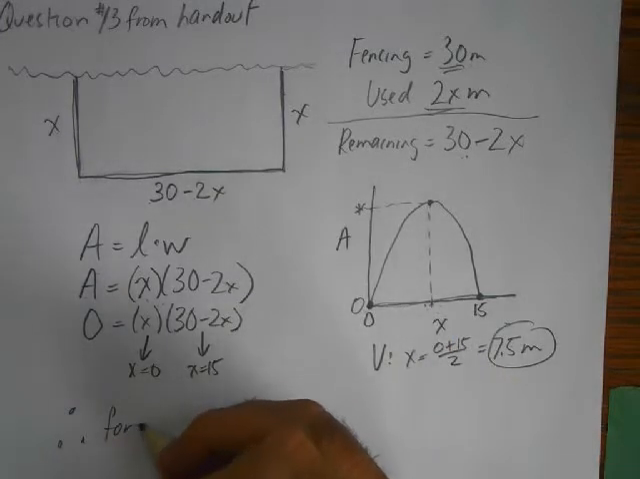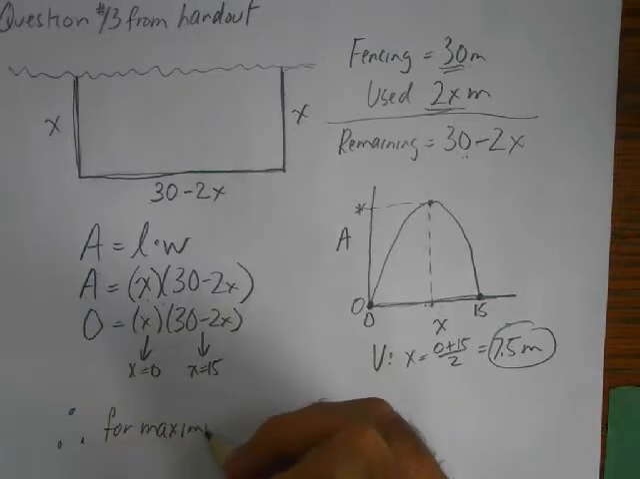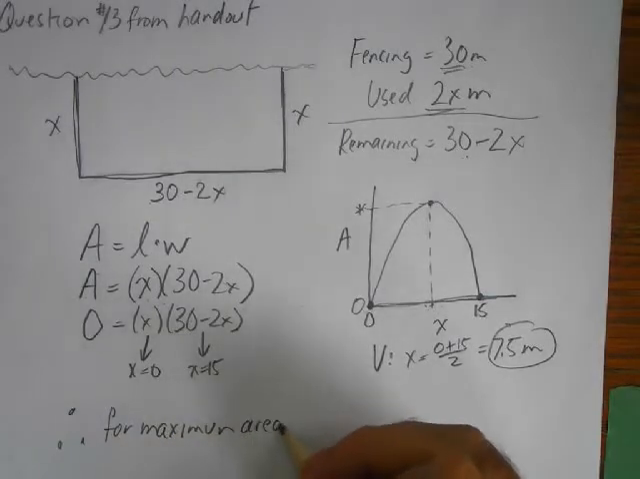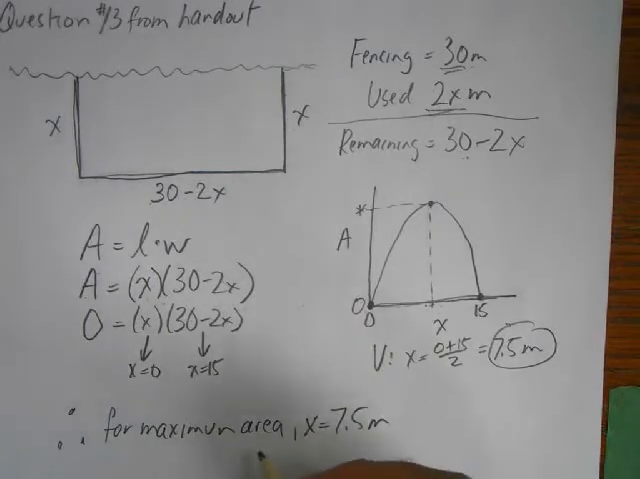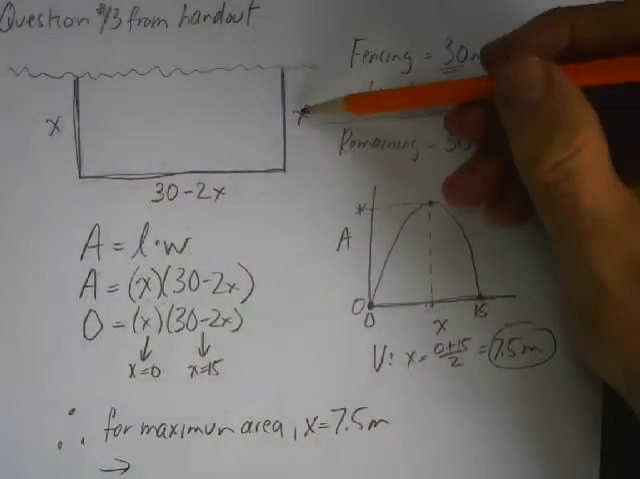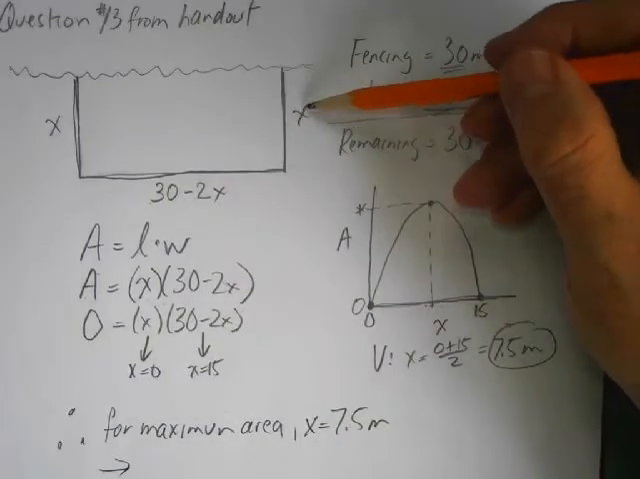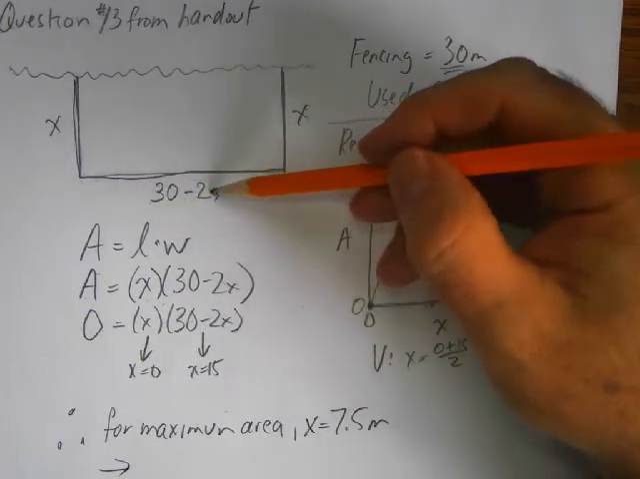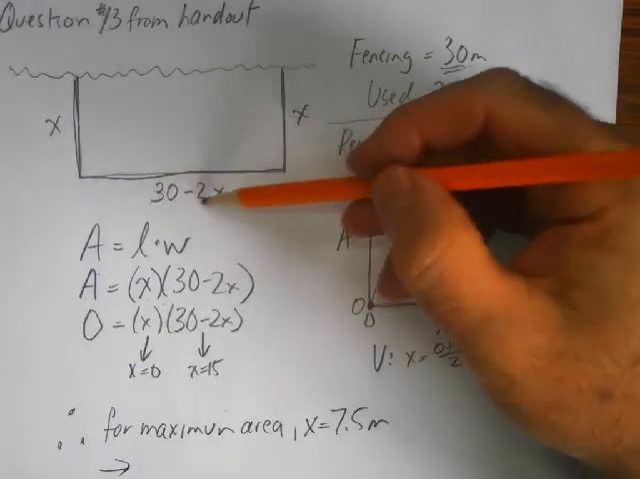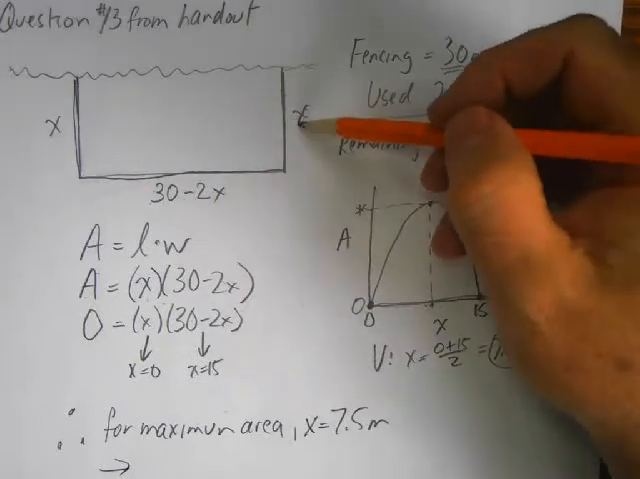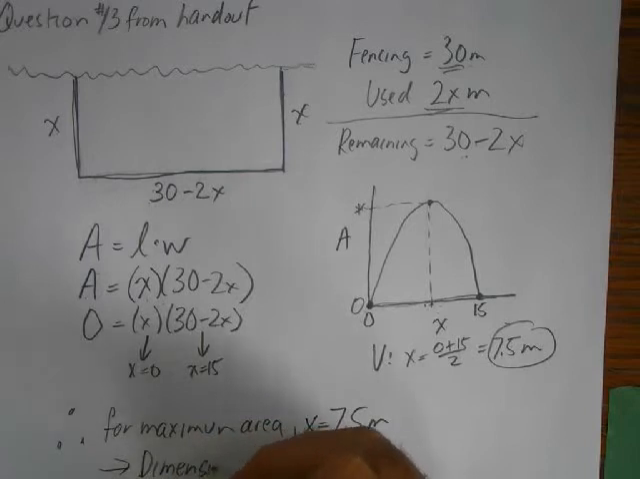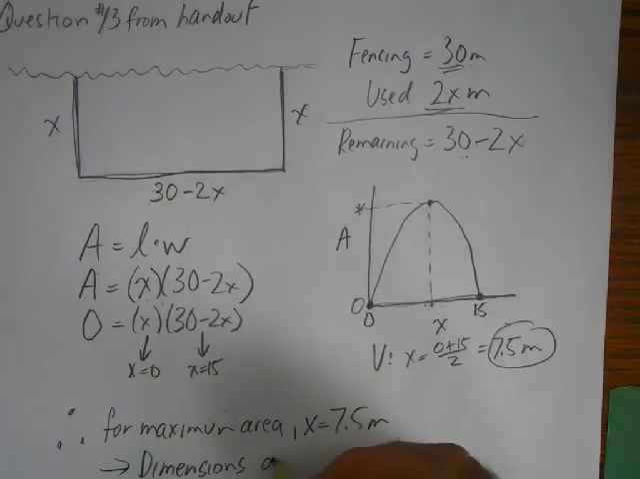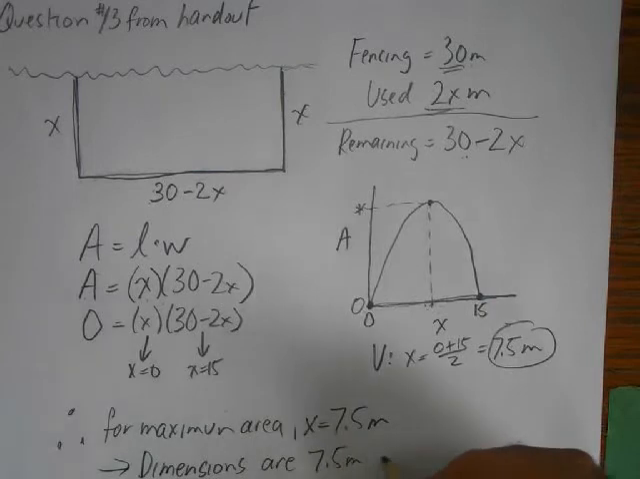So therefore, for maximum area, x is 7.5 meters, which means, if I go back to the picture, if that's 7.5, well, that's going to be 30 minus 2 times 7.5. This is going to be 15. So the dimensions will be 7.5 by 15. And that's all meters. 7.5 meters by 15 meters.